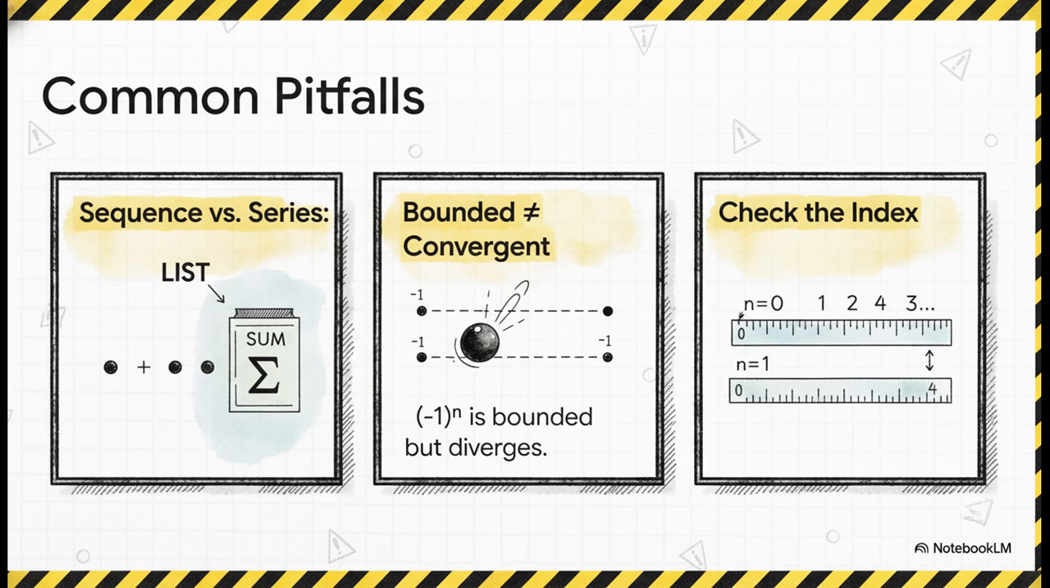Second, remember our little bouncy sequence that went from -1 to 1? It was bounded. It was trapped in a little box, but it still diverged. So just because a sequence is bounded doesn't automatically mean it converges. And finally, always check the starting index. Does the pattern start at n equals 0 or n equals 1? It might seem like a small detail, but trust me, it can change everything.